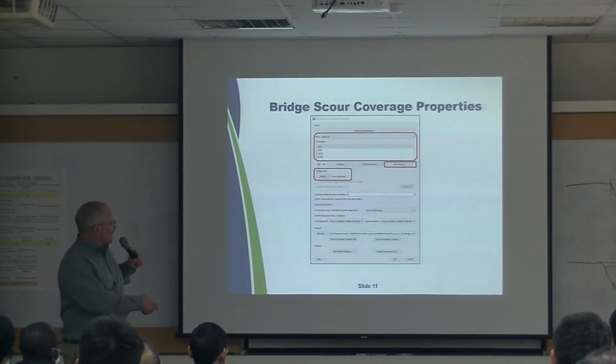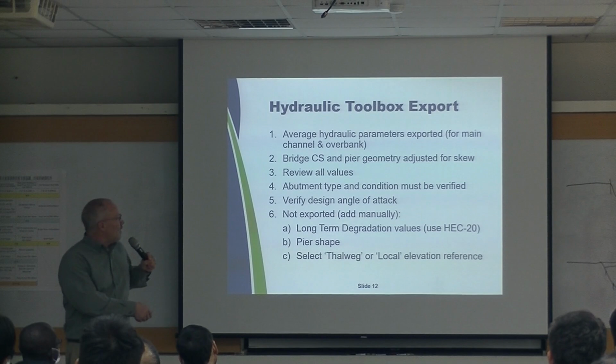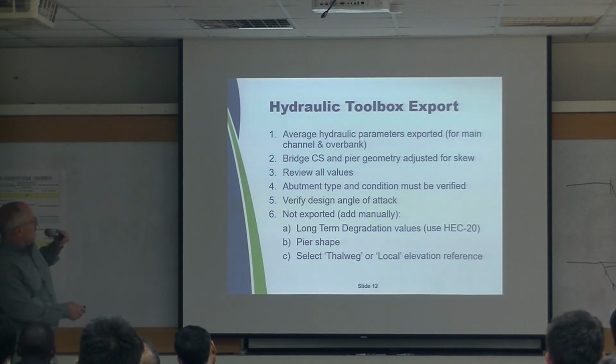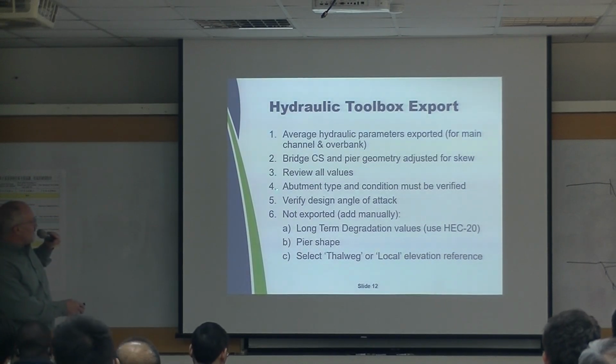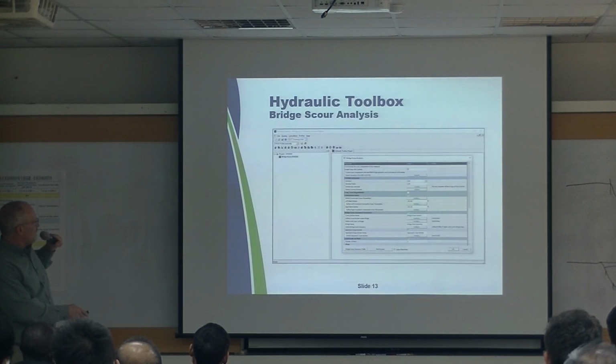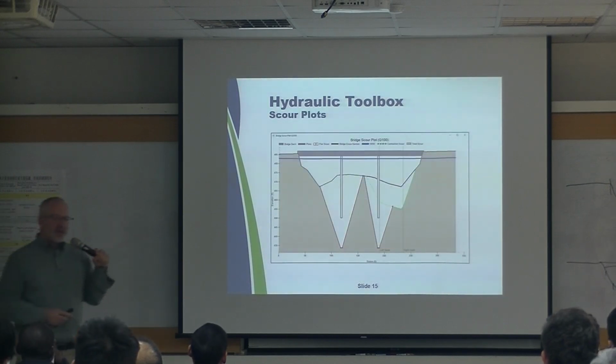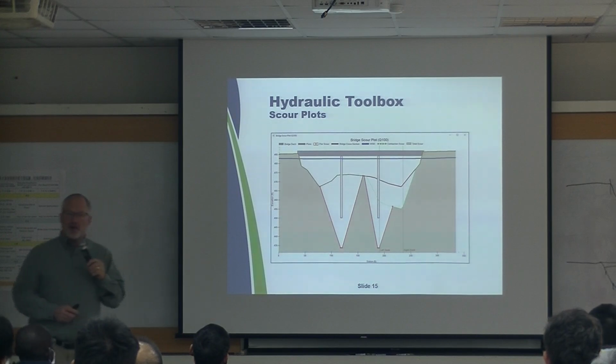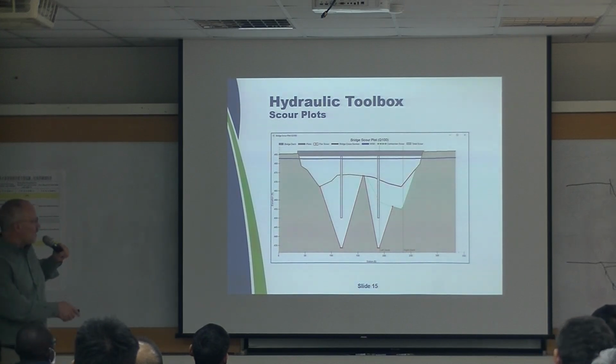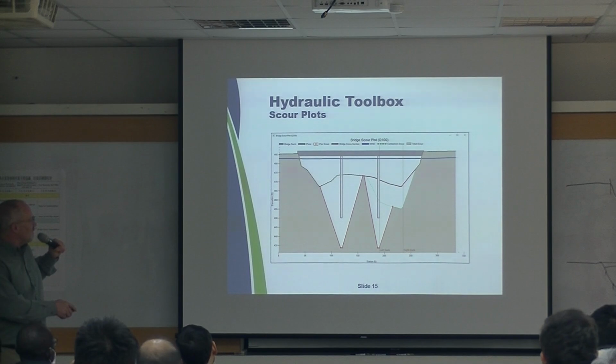I'll work through some of this other stuff. Let's see, in the demo, here's just a highlight of all the parameters that are exported. I'm not going to read through that. You have that in your notes, and we'll go through that in the example. And then we'll get to the hydraulic toolbox. It does provide a summary, and ultimately it will provide a plot of total scour. We'll walk through some of these things in the demo.